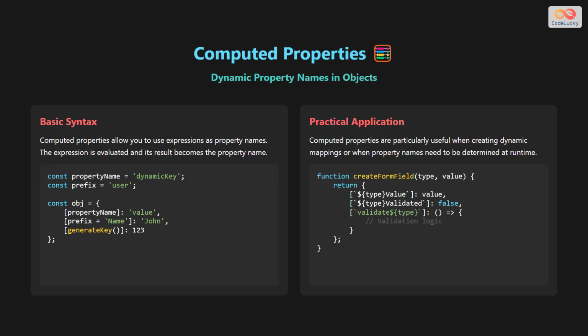Computed properties in JavaScript objects allow you to use expressions to determine the property names. This means the name of a property is not fixed at the time of creation and can be computed dynamically. In the first code example, the property names are created using the property name variable, string concatenation, and using a function call. In the second example, a function named createFormField dynamically generates properties based on the type argument given.